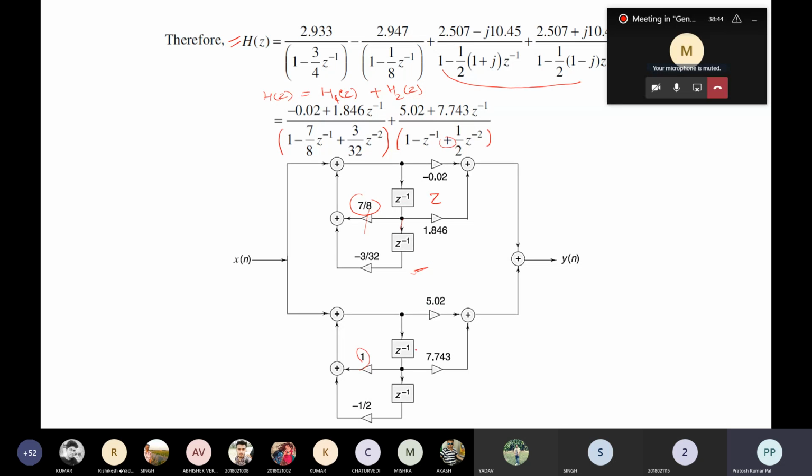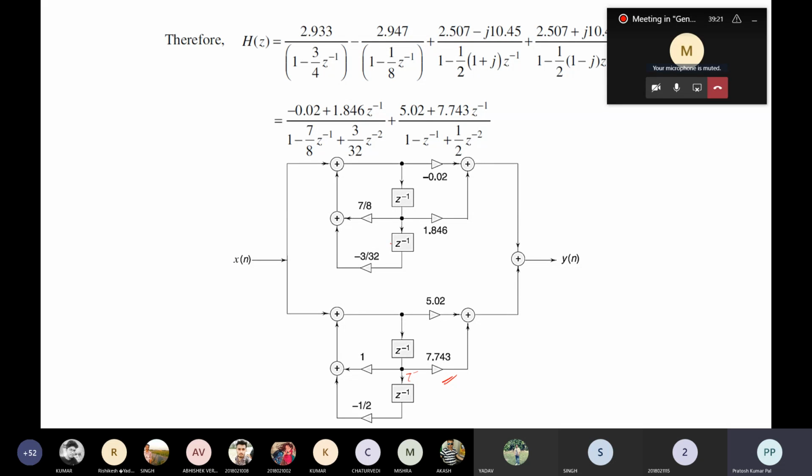And similarly on the zero side, this is for the poles and this is for the zeros. On the zero side, the constant is 5.02, and this is the coefficient of z to the power -1. After this is z to the power -1, so this will be your z to the power -1 coefficient. Okay, so this is how the realization will be taken. Once we have gone through that, it will be realized.